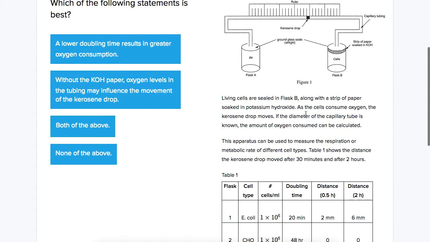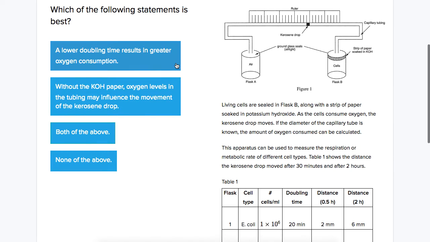It says in our passage, as the cells consume oxygen, the kerosene drop moves. So we're measuring the movement of the kerosene drop here. So the further it moves, the more oxygen is consumed. So we can say that a lower doubling time does result in greater oxygen consumption. So this one's going to be true. So we know it's not going to be none of the above.